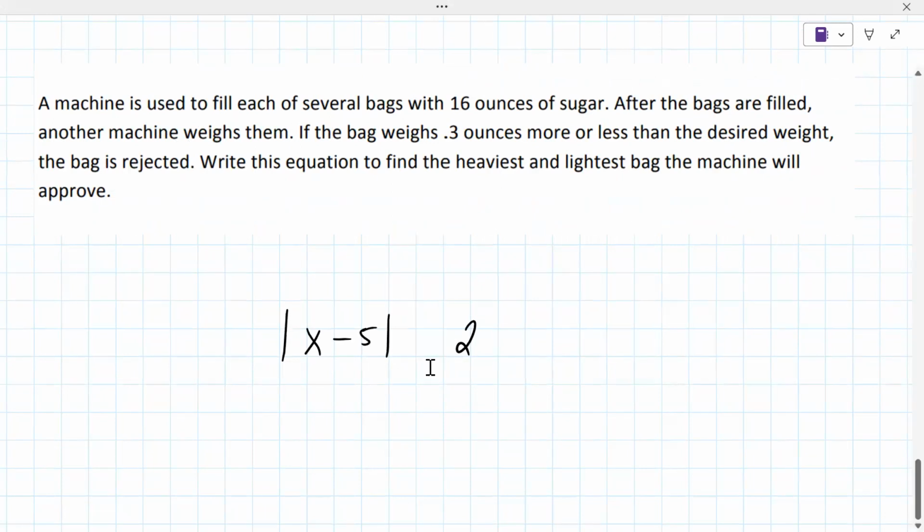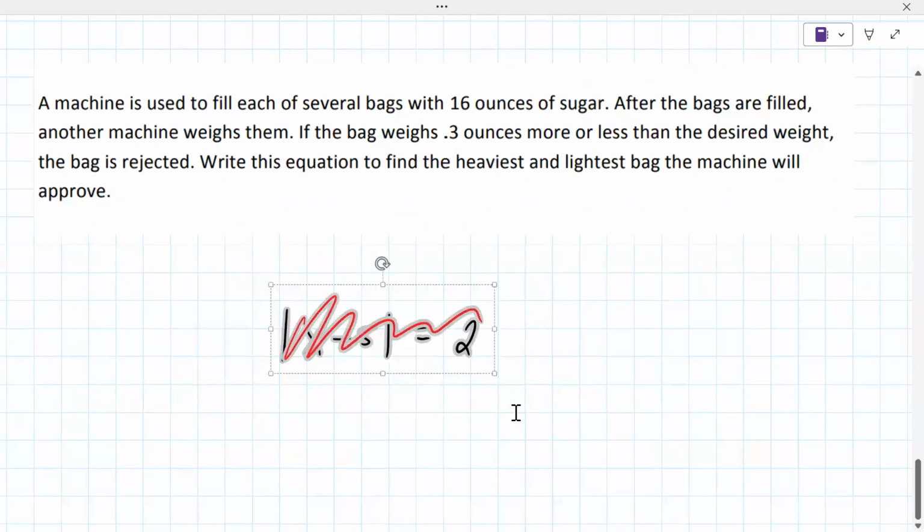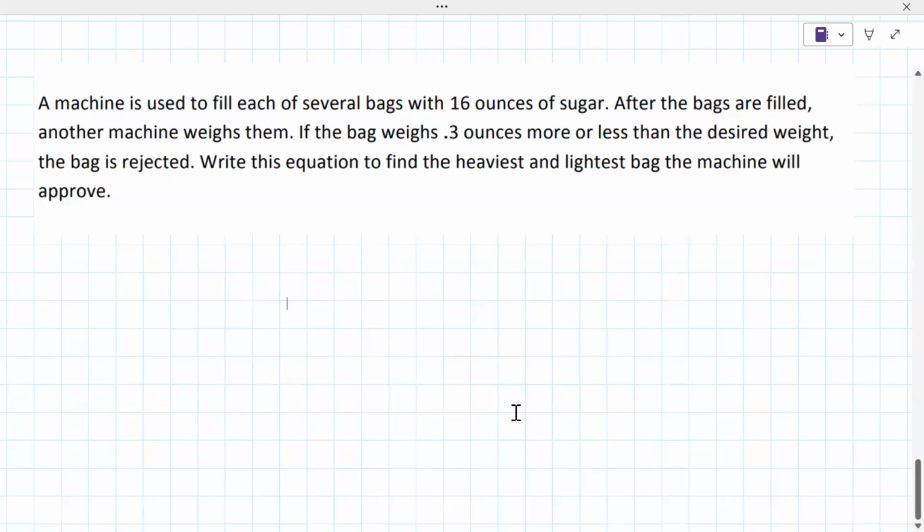Sorry, you're not doing those yet. Equals to. Something like that. Now, this is not the right answer, but maybe you've seen these in class or not. Okay, do you want to try to write the equation for the first one? Sure. A machine is used to filling... X plus 0.3. Is it X plus 0.3 equals 16?